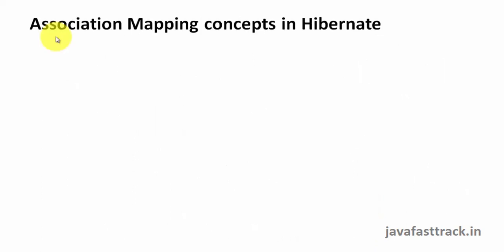Next, I'll speak about the association mapping concepts in Hibernate. Association is a concept which is there both in OOPS and RDBMS. Object-oriented programming is all about objects and relationships. RDBMS is also all about tables and relationships.